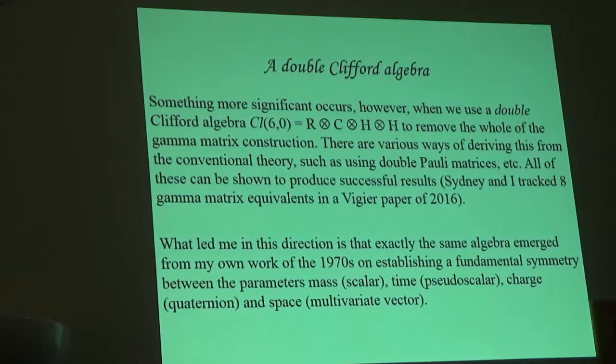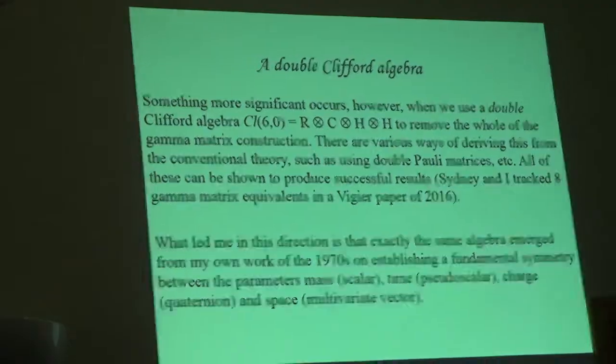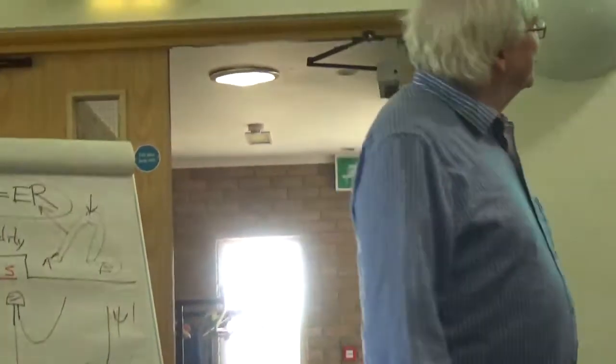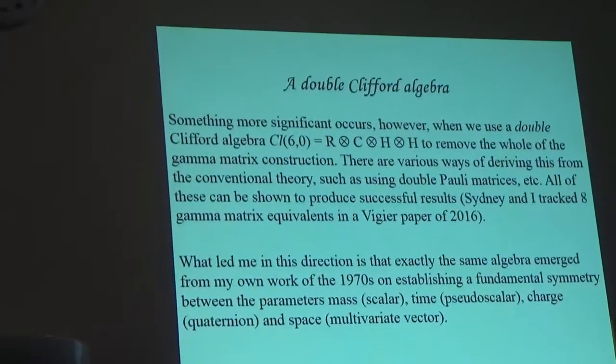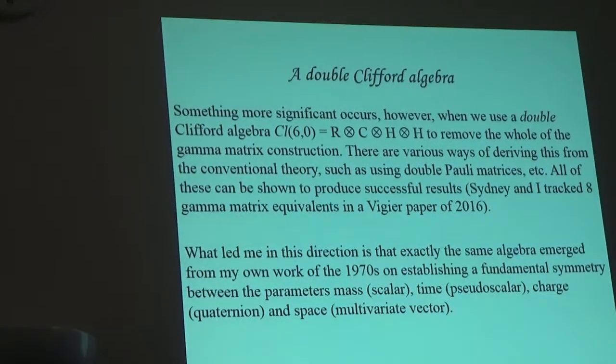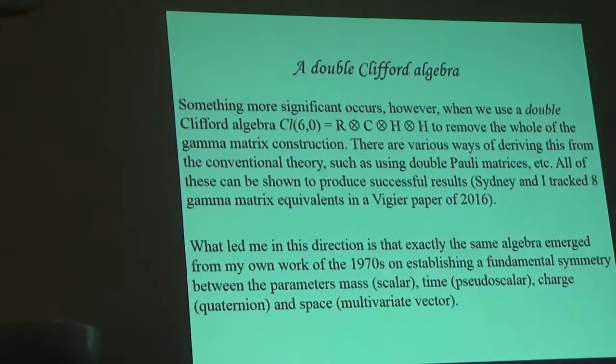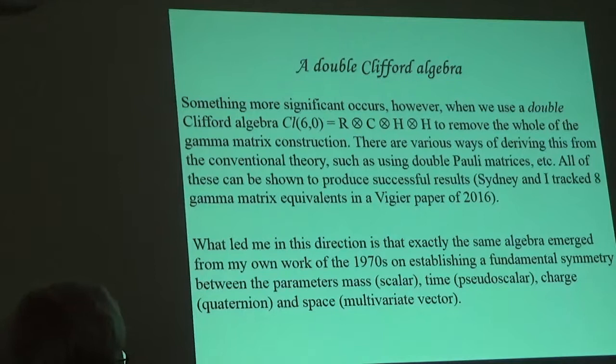So you use real numbers, complex numbers, H, which is quaternions, and another group of quaternions, two sets of quaternions. And that gives you 64 elements and removes the whole of the gamma matrix construction. You don't need any matrices at all. There are lots of ways of doing that, from conventional theory using double-powered matrices, and all these produce successful results. Sydney and I, a couple of years ago, tracked down 8 different equivalents in a VGA paper.